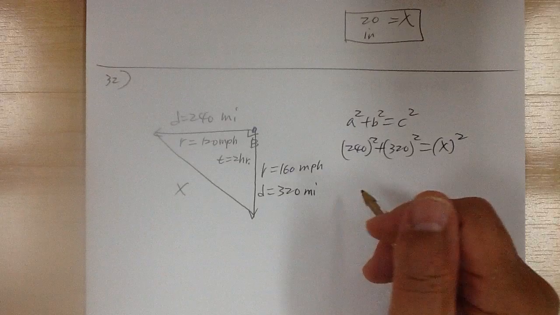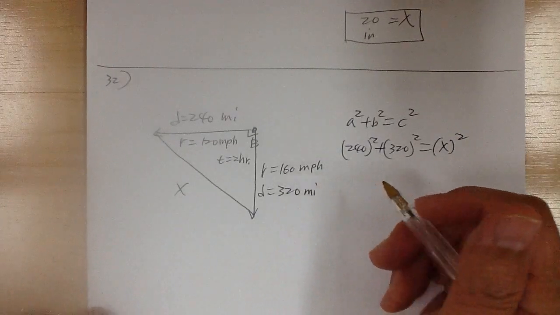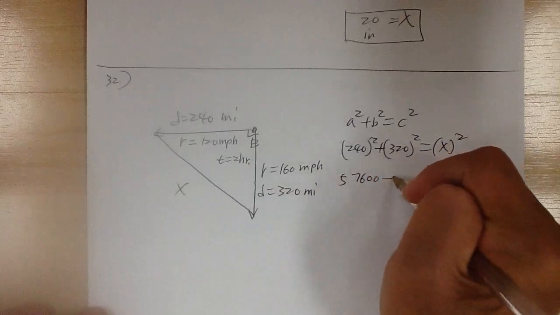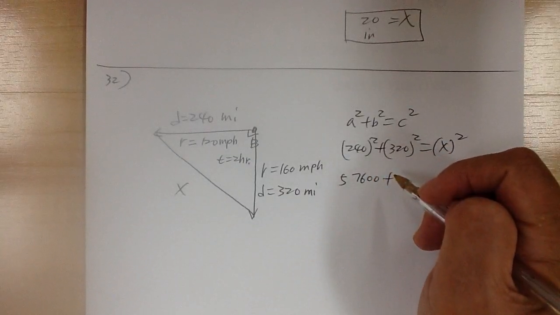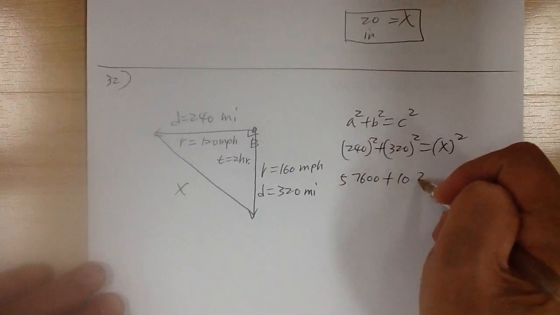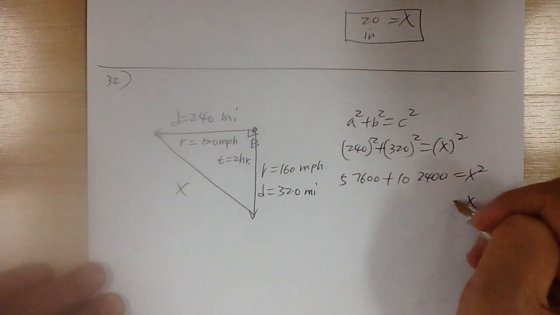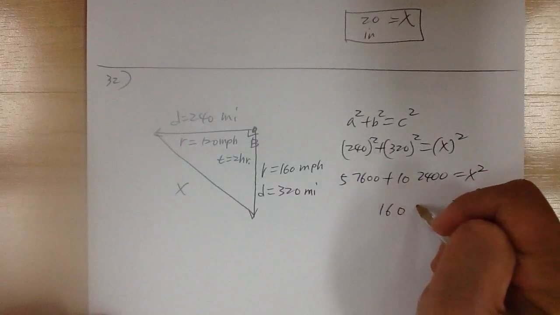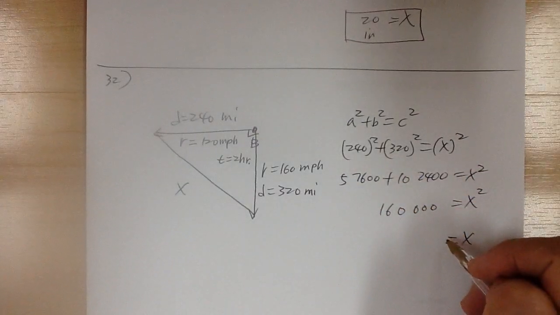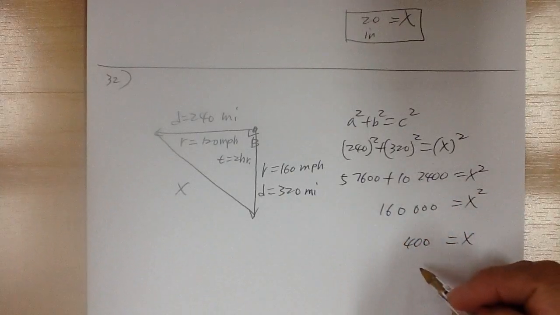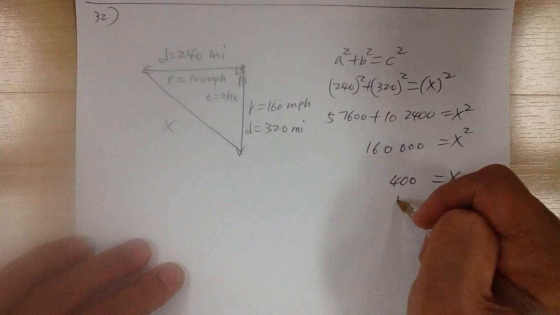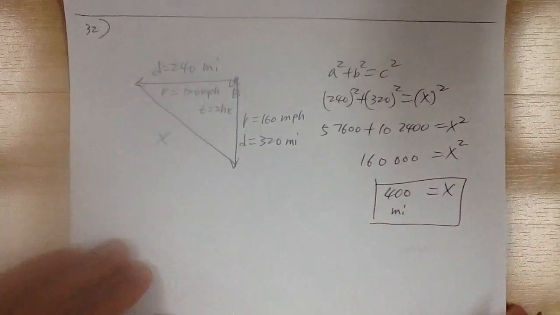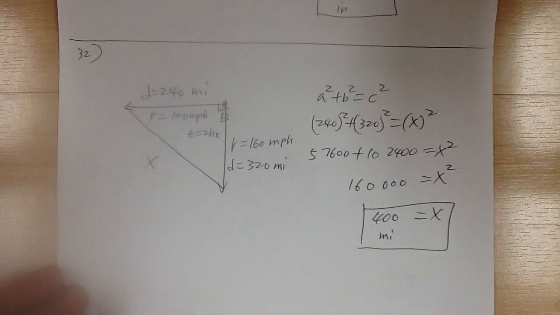Okay, so get your calculator, you can work it out. So 240 squared, you get 57600. Okay, then you got 320 squared, you got 102400 equal to x squared. And then you go and add this together. So you get 160,000. Take the square root, you get 400. Okay. And the label would be miles. Okay. Okay, let's go to the next one.